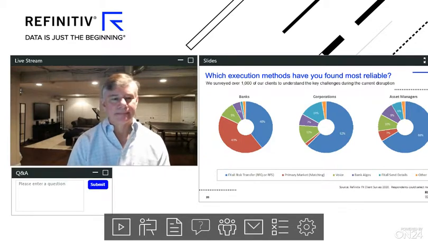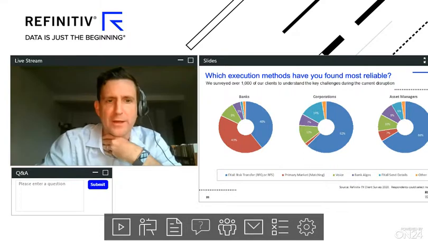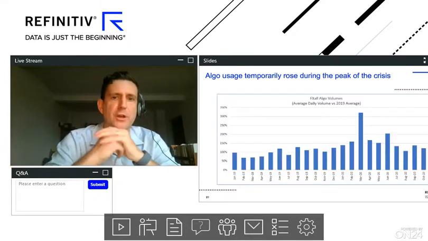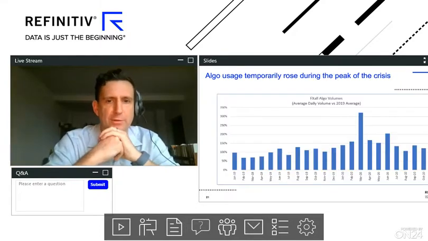Sure, that's very interesting. And to follow on the earlier point that you made regarding algos, right? You have another chart here about the spike in algo usage that you saw.